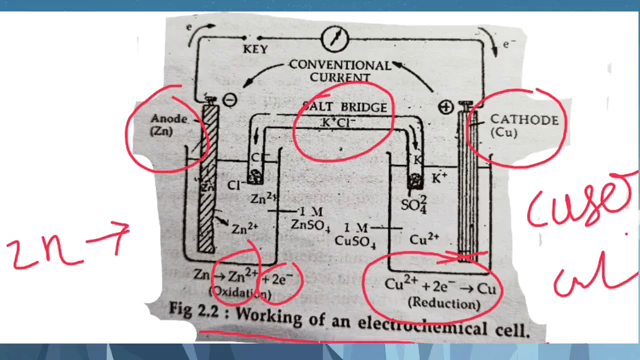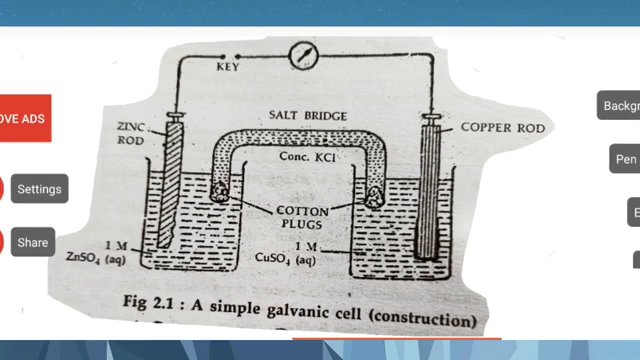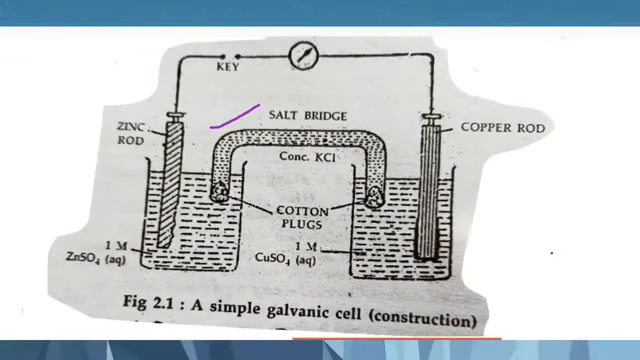The setup, how we will set it up, and how the working takes place, can be easily explained with the help of this diagram of the working of an electrochemical cell. Now in this picture you can clearly see how the simple galvanic cell looks. You can see the key in between, the zinc rod, which is one of the rods, and second is the copper rod. In between them a U-tube is there. This U-tube is nothing but the salt bridge.